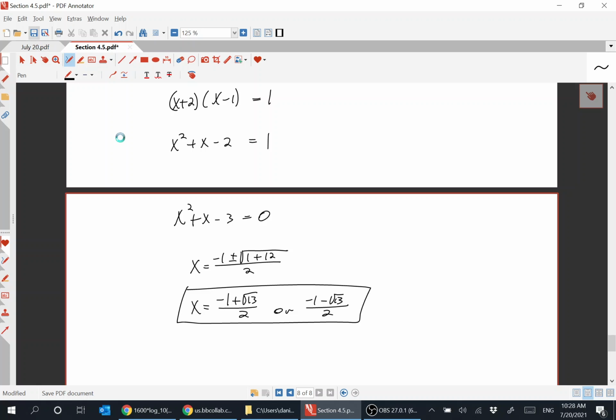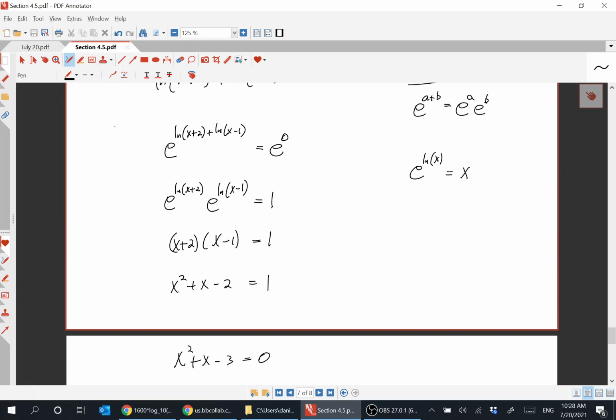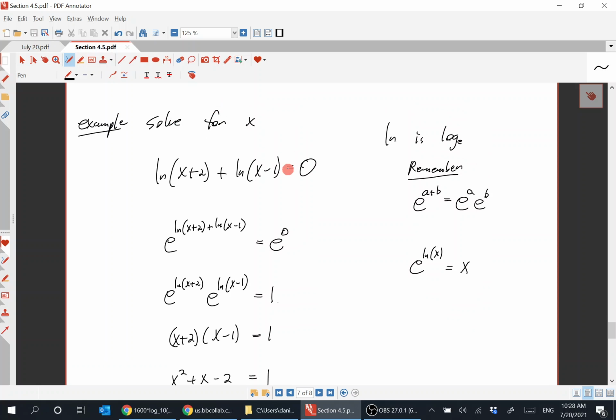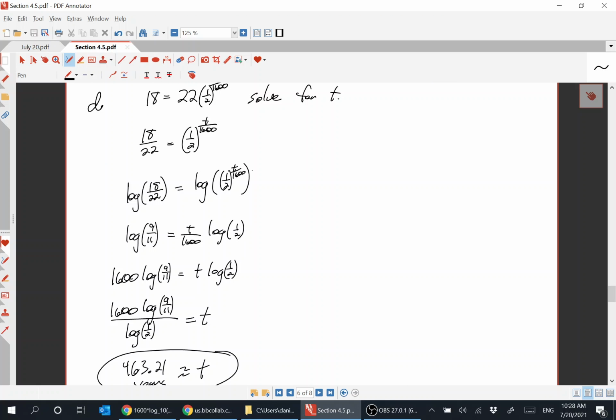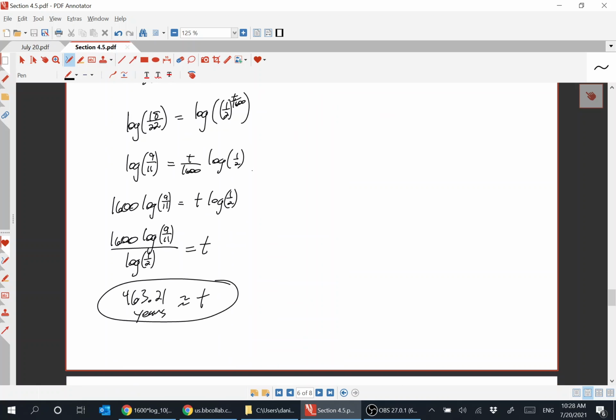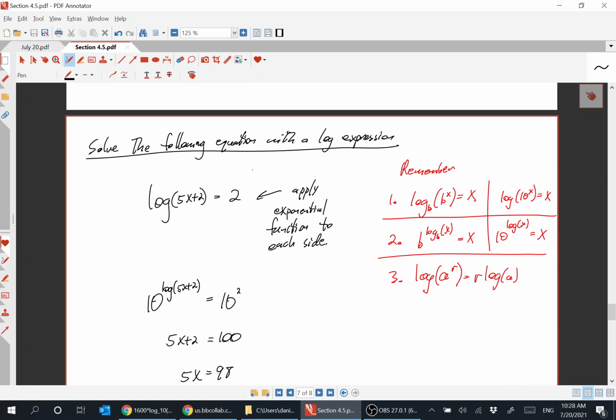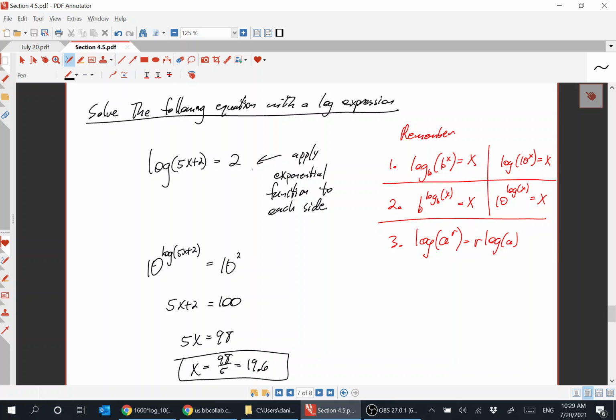Okay, so whichever base the logarithm is using in your equation, that's the base of the exponential function you have to use to solve it. Here we had to use base e. Here we had to use base 10, or this one right here. So that's different from equations with exponential expressions. There you can just apply any log that you'd like.